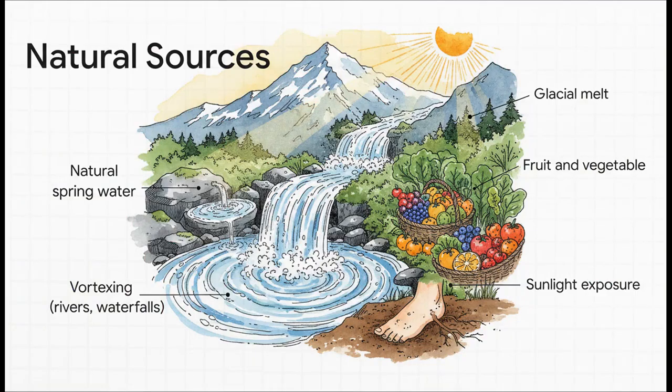Well, nature is the best teacher, Pastor. The most potent sources are found in the wild. We're talking about deep spring water that's been filtered and energized by the earth, glacial melt, even the juice inside fruits and vegetables. That is, by definition, cellular water. Sunlight and vortexing motion, like in a river, also play a huge role.